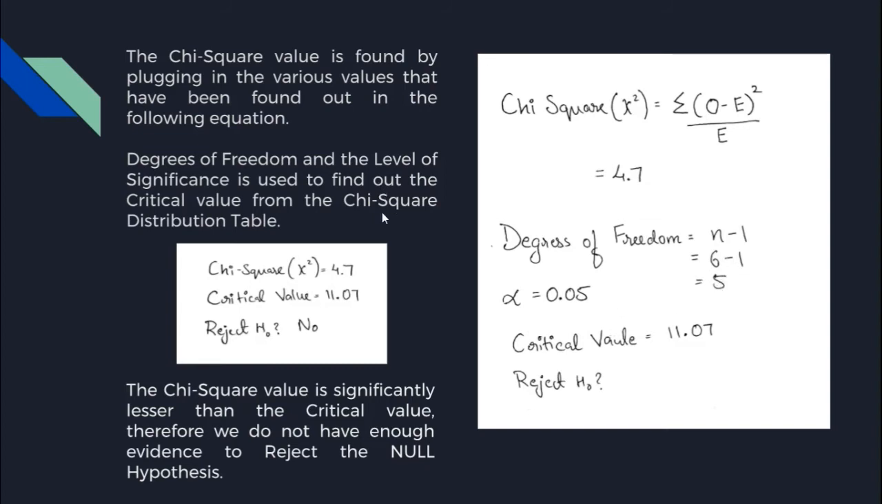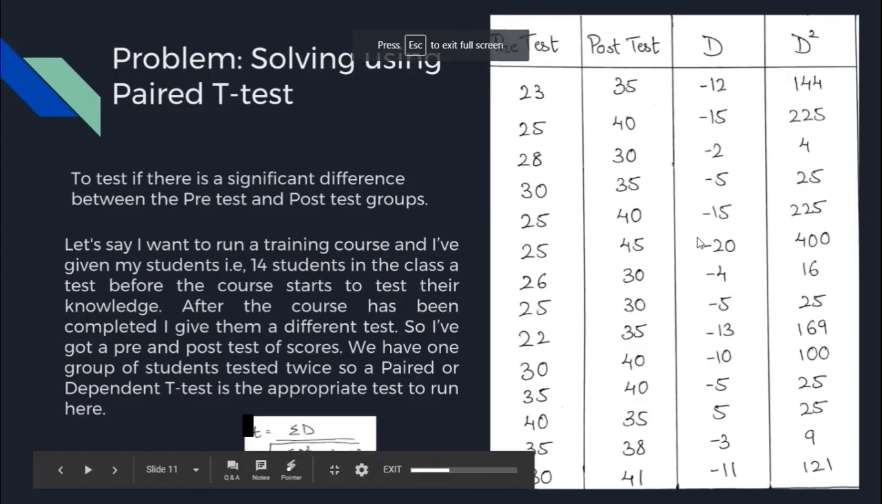The degrees of freedom and the level of significance are used to find out the critical value from the chi-square distribution table, which is found out to be 11.07. So now I want to know if I can reject or accept the null hypothesis. If the chi-square is greater than the critical value, we can reject the null hypothesis. But in this case, the chi-square value is 4.7, which is significantly lesser than the critical value, which is 11.07. Therefore, we do not have enough evidence to reject the null hypothesis.